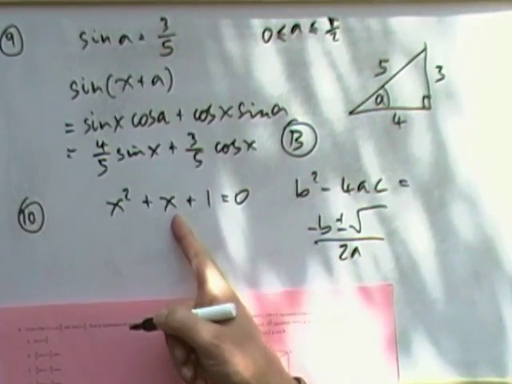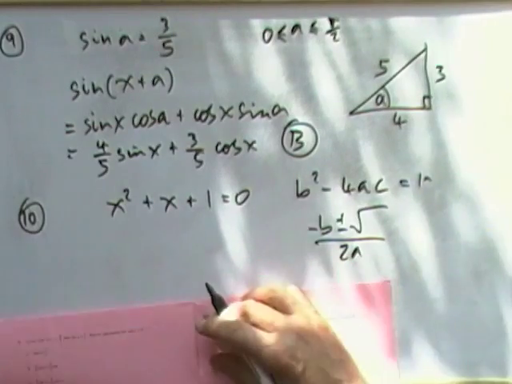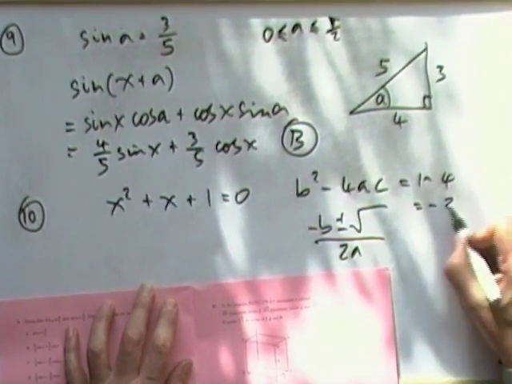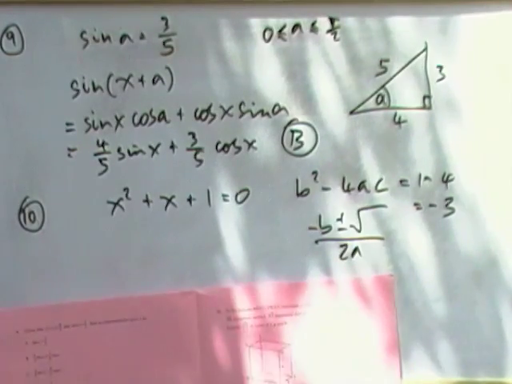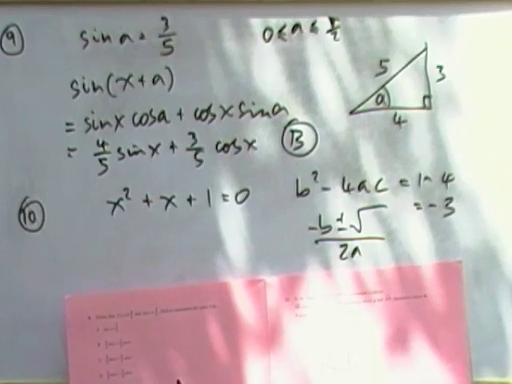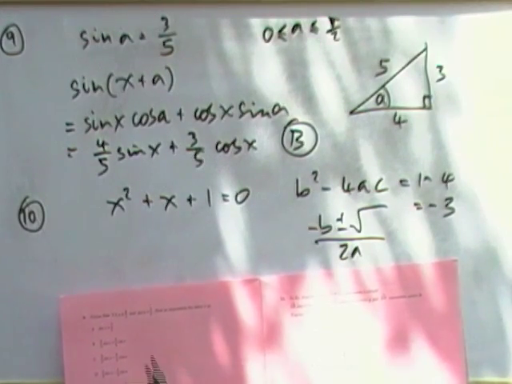B squared. That's 1, take away 4 times 1 times 1, take away 4, that's negative. Doesn't matter, it's negative 3, but the only point that matters is it's negative. That means there's no real answers. So not only are they not equal, they're not even real. So none of them apply.